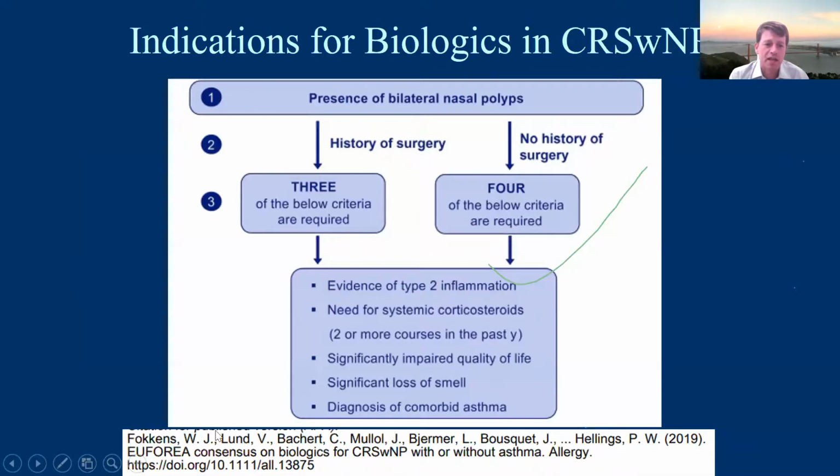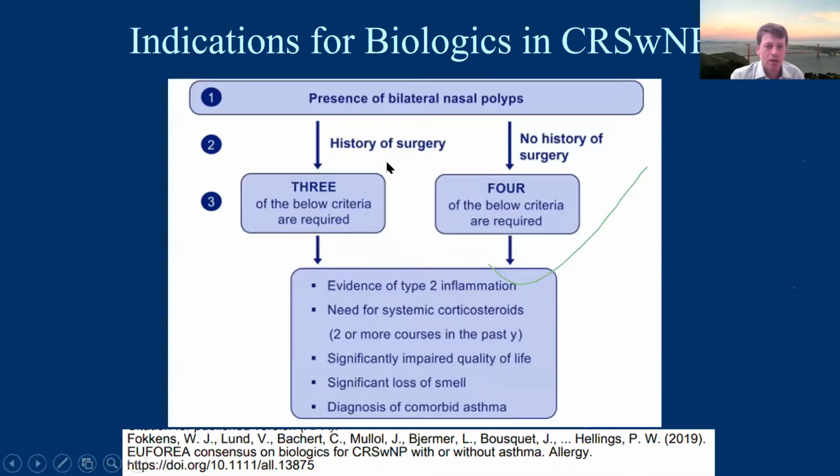This was just a consensus group, what they call the EUFOREA. Sounds like they were very excited about dupilumab treatment. So they're talking about indications for biologics in treatment of chronic sinusitis. So number one, you have to have bilateral polyps. And they divided the group into two categories. Again, this is just expert opinion, not really evidence-based, but history of surgery or no history of surgery.